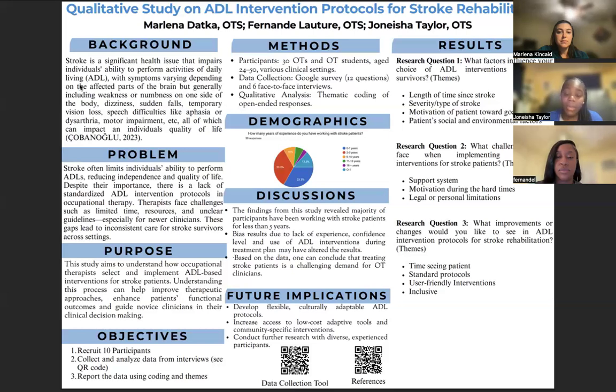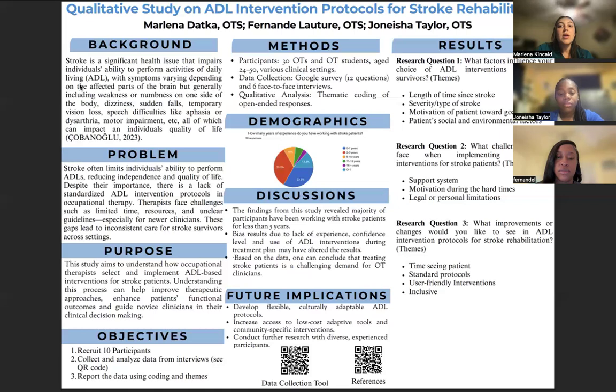Based on the data that we collected, one can conclude that treating stroke patients is a challenging demand for OT clinicians overall. Some future implications would be to develop more flexible, culturally adaptive ADL protocols. It also would be to increase access to low-cost adaptive tools and community-specific interventions. Another thing that we could do is conduct further research with diverse, experienced participants.